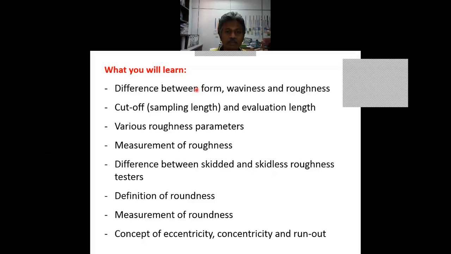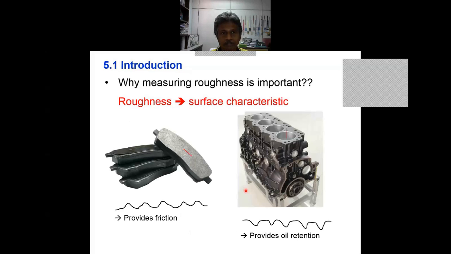This part deals with roughness measurement, and the last part deals with roundness measurement. What's the definition of roundness, and how do you measure roundness? What is the meaning of eccentricity, concentricity, run out, and so on, and what's the practical significance of all this? There are a lot of things to study within this one topic.